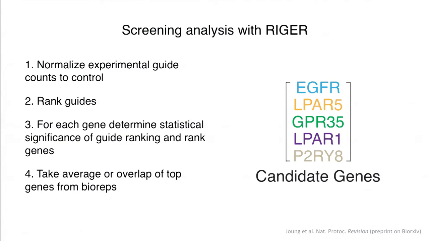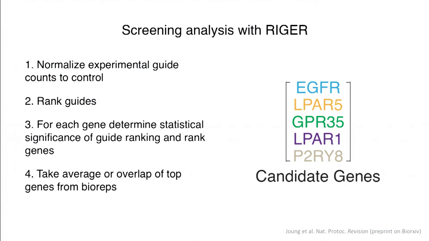So once we have the NGS data and the count distributions for these guides, I'll first go over the RIGER analysis. This is the one that we did for the GeCKO and SAM papers. There's also new protocols for how to do this, like MAGeCK and STARS, that might be worth looking at. But the overall theory is very similar between the three different methods.